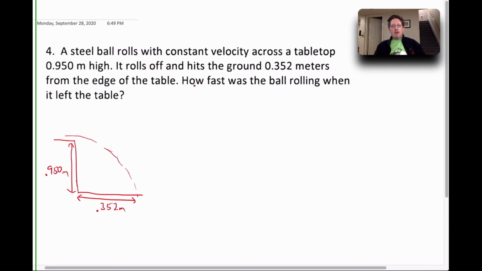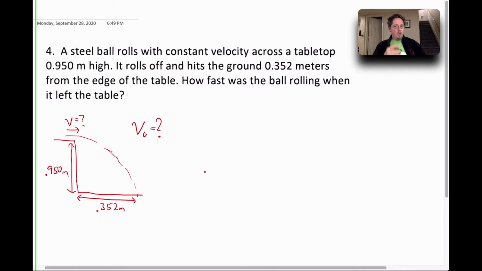Okay, how fast was the ball rolling when it left the table? So what was my velocity right here? So first off, what was the key unknown? As far as the trajectory goes, is this at the beginning of the flight or the end of the flight? It's at the beginning. What we want is the v original.